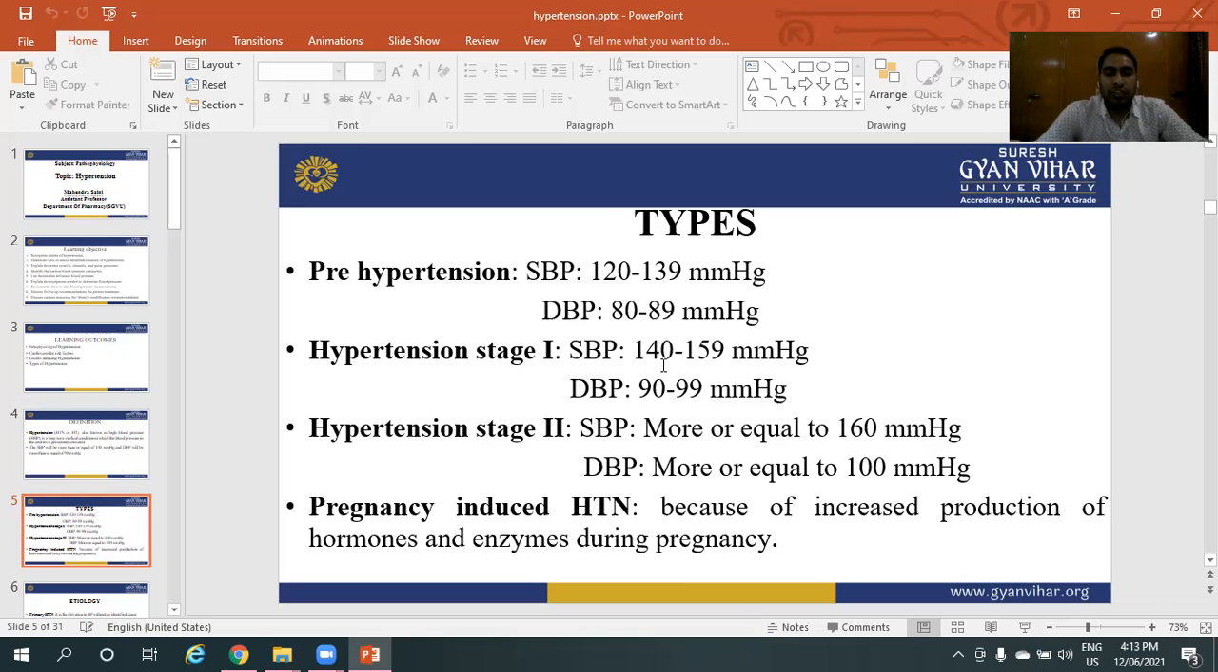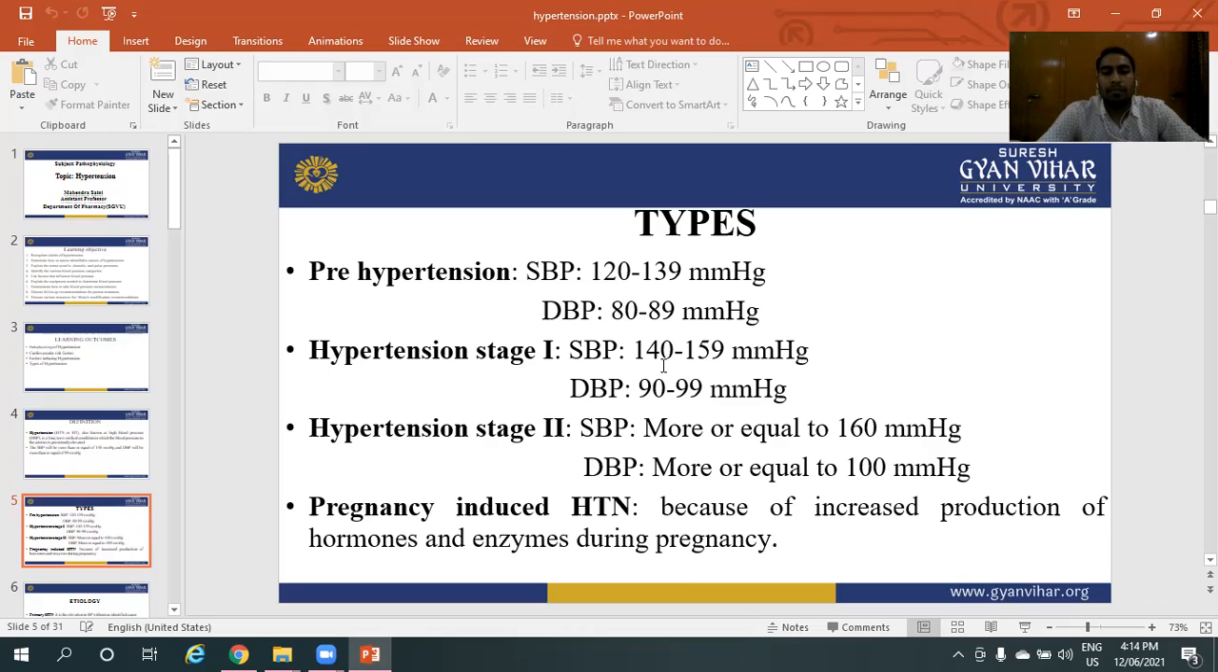Second is hypertension stage first, in which the systolic blood pressure is 140 to 159 mmHg and the diastolic blood pressure is 90 to 99 mmHg. Hypertension stage second is a systolic blood pressure of 160 mmHg or more and a diastolic blood pressure of 100 mmHg or more.